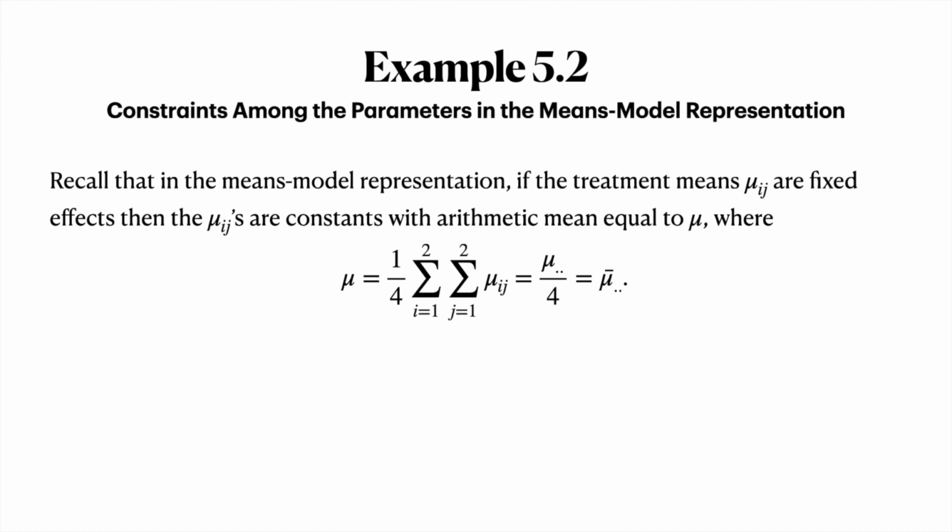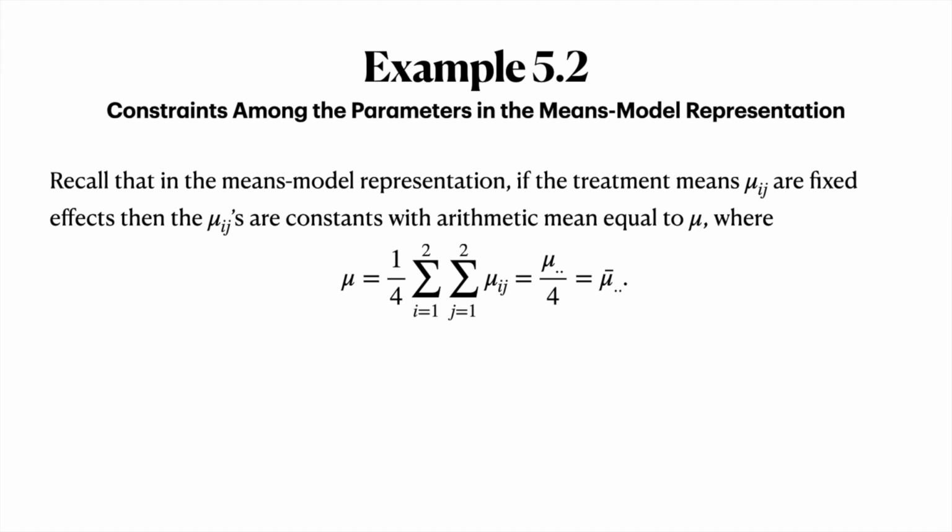Now recall that in the means model representation, if the treatment means mu sub ij are fixed effects, then the mu ij's are constants, and the arithmetic mean of their values is equal to mu, the overall treatment mean, which is calculated in several ways. And we've shown those calculations here. In addition to denoting the overall mean of the treatment combinations by mu, we can denote this as mu bar dot dot if we want to emphasize how we're actually calculating this, and the fact that it is the arithmetic mean of the various treatment combination means.